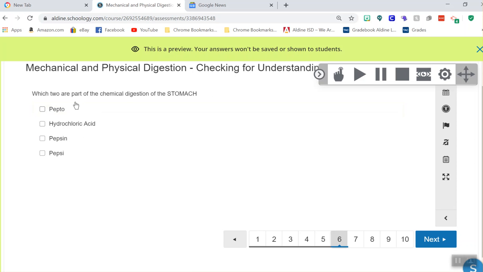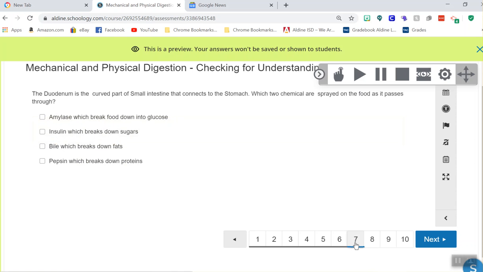Number 6, which two are part of the chemical digestion of the stomach? Pepto, hydrochloric acid, pepsin, or Pepsi? Now, you remember from the graphic organizer, it's pepsin and hydrochloric acid.